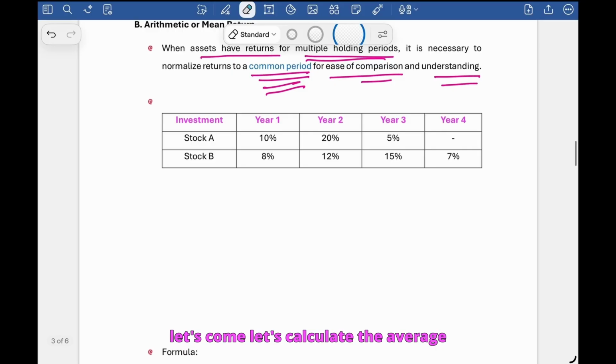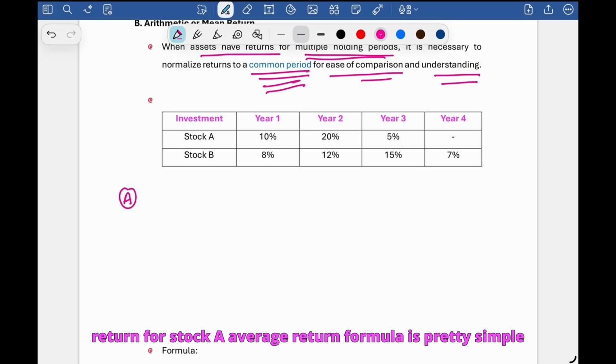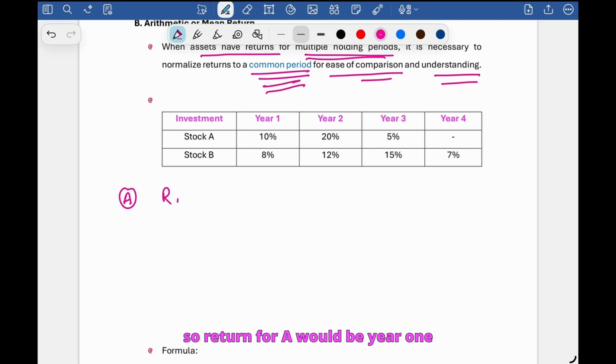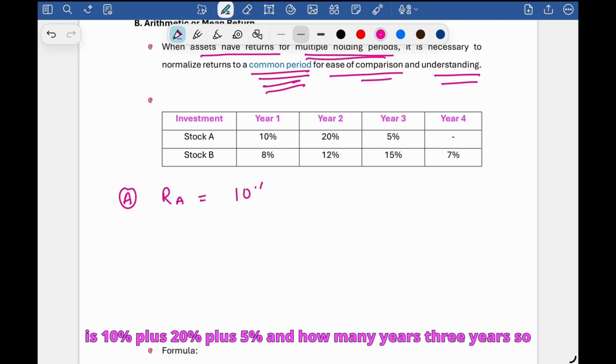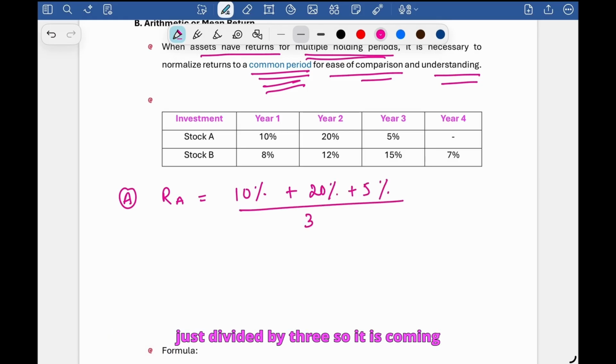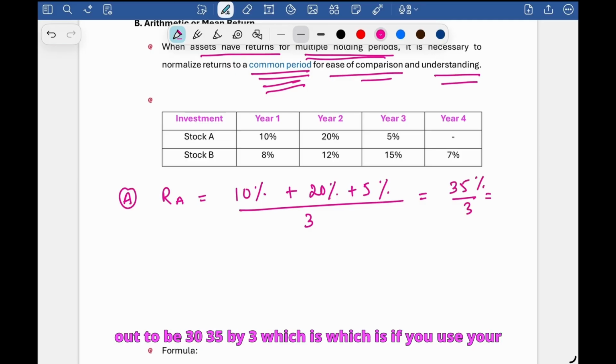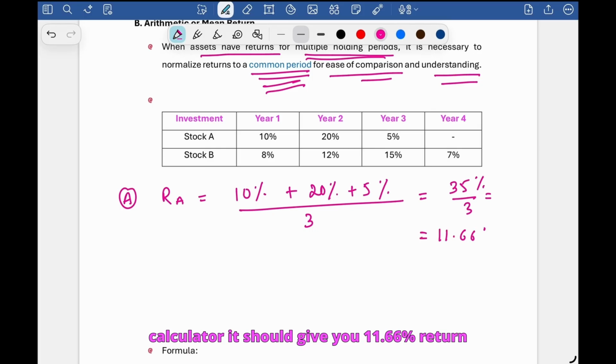So let's calculate the average return for stock A. Average return formula is pretty simple. So return for A would be, year 1 is 10% plus 20% plus 5%. And how many years? 3 years. So just divide it by 3. So it is coming out to be 35 by 3, which, if you use your calculator, should give you 11.66% return on an average per year.